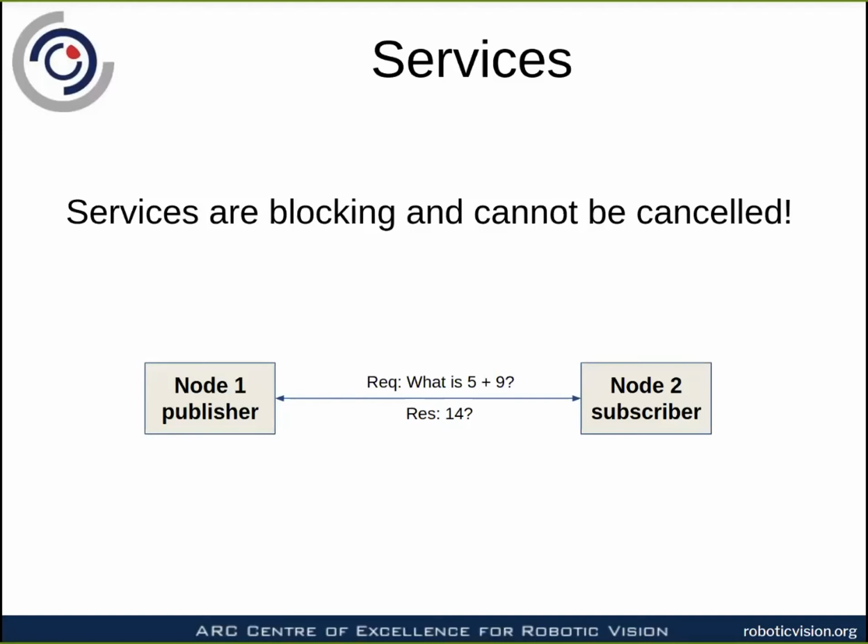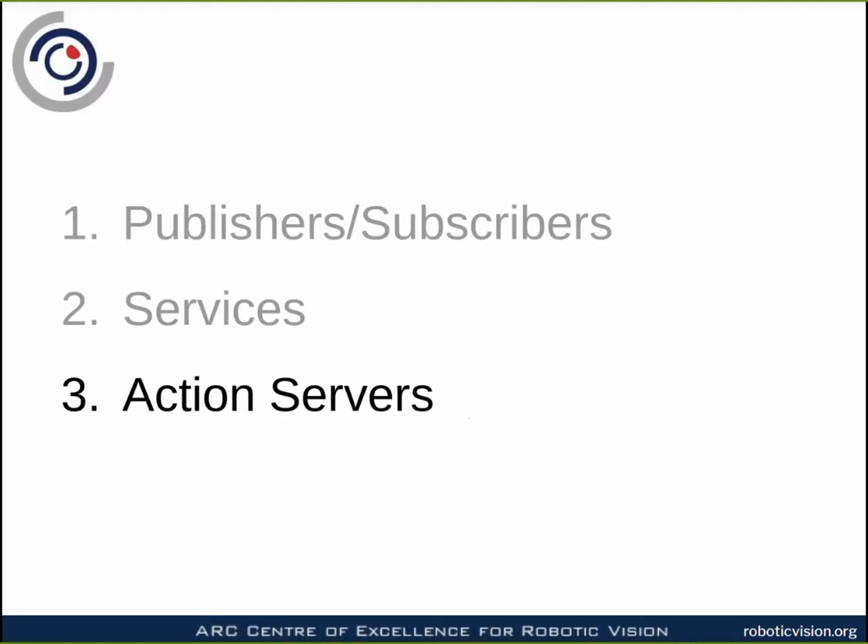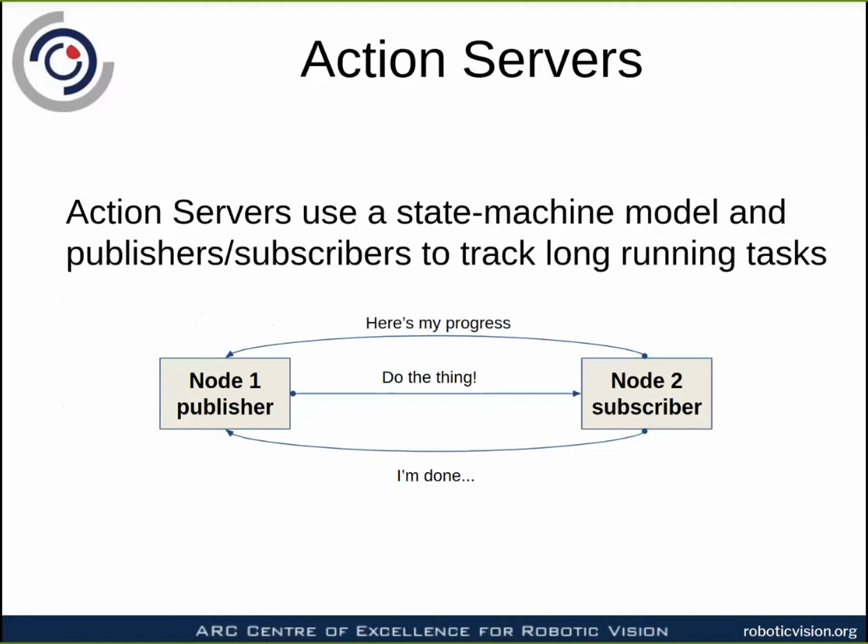Yes. Okay, cool. And the last thing in ROS is this concept of an action server. Action servers in ROS1 are kind of hacky on top of publisher subscriber, but effectively they use a state machine model and publishers and subscribers to track long running tasks. So what I can do with an action server is send a goal and it will give me feedback while it's running the task associated with my goal. And then when it concludes, I get back a result saying I'm done and here's the result of my action.